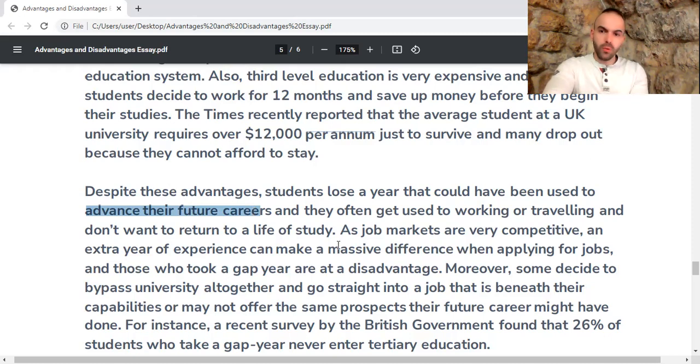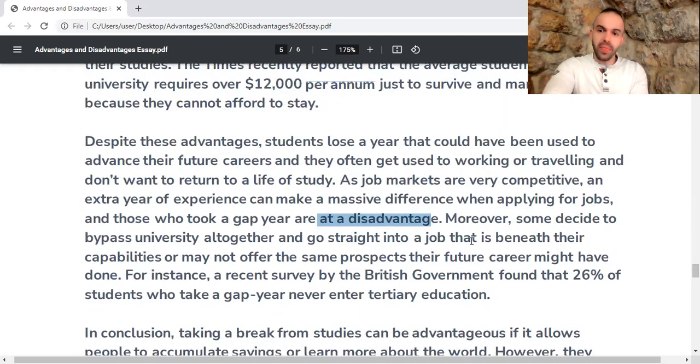Also "massive difference" is a beautiful phrase. "Job markets", amazing. "Competitive", a very beautiful word and very academic. "Bypass university altogether" is also good. "At a disadvantage", beautiful as well. "Beneath": a job that is beneath their capabilities. It's like under your skills, it doesn't match your skills, because you are higher than this and you have to take that job because you need money and you don't want to go to the university.